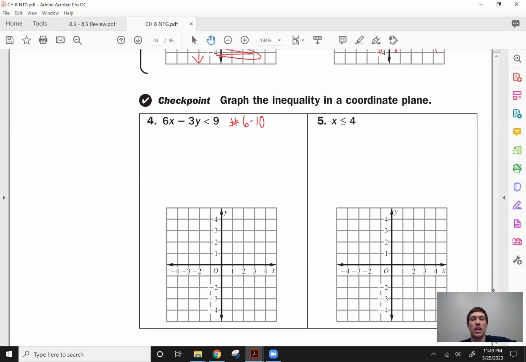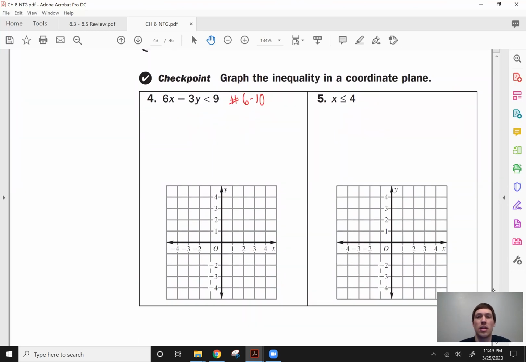Now for 6 through 10, they're not going to come out as y is less than or equal to or y is greater than or equal to. We're going to have to get y by itself. So remember, that's how we do this. There we go, reverse order of operations. Whenever we solve, we go this direction. So we start with addition and subtraction, then we look to multiply or divide.